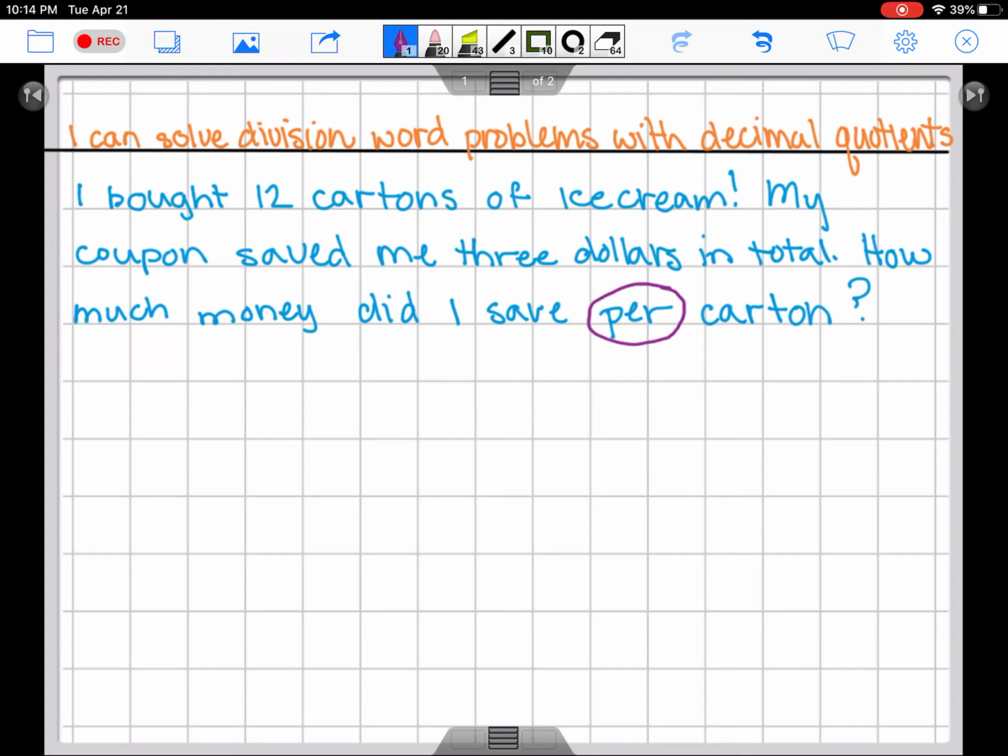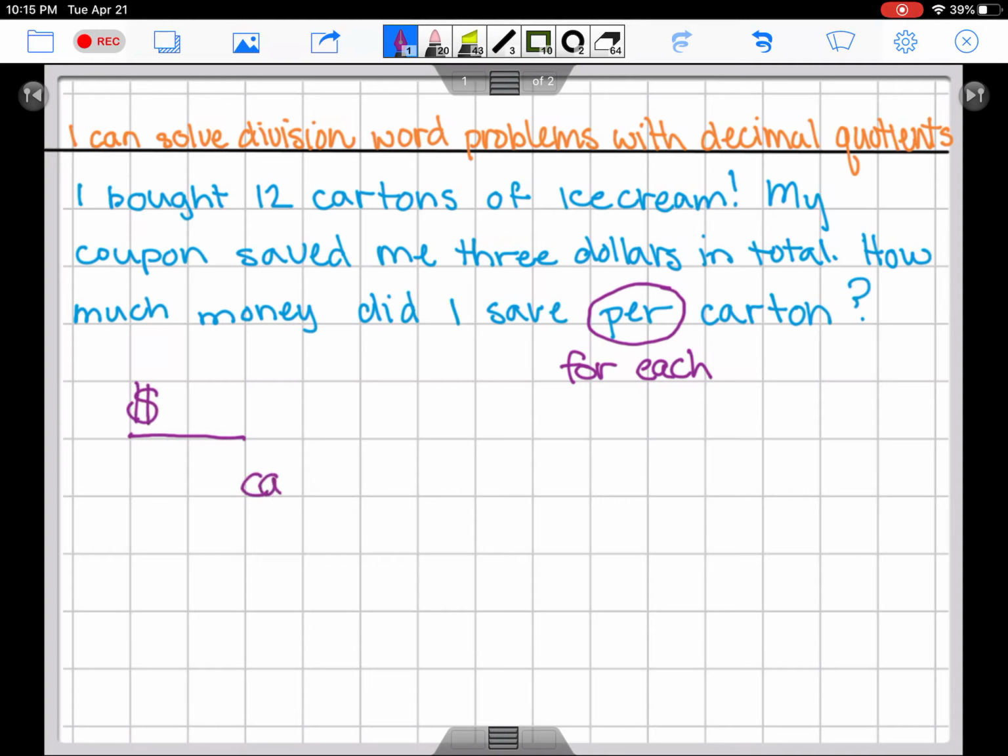All right, one thing I want to point out is this word per. Per is a great division word, all right? And it always is going to tell us, per means for each. We can replace per with for each. How much money did I save for each carton? But per also means something else. Per is a division word. It's a fraction word. Anytime we have per, we can tell what we are dividing.